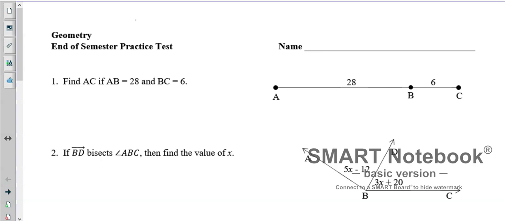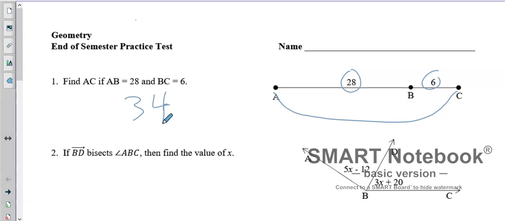So number one says find AC. All right, so AC is the entire length. If AB is 28, BC is 6, you're literally just adding them, so that means AC is 34.